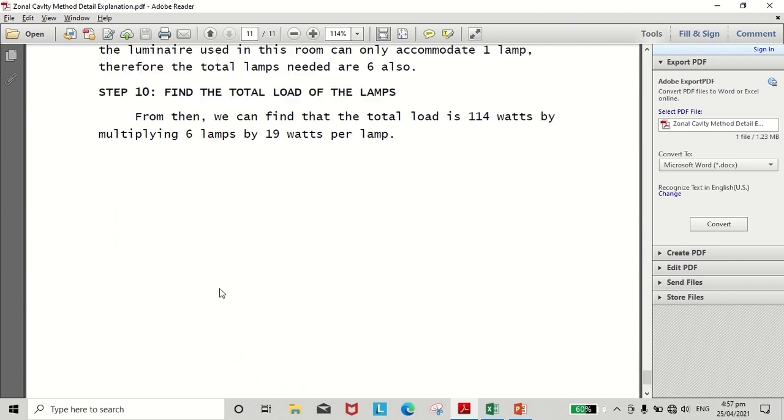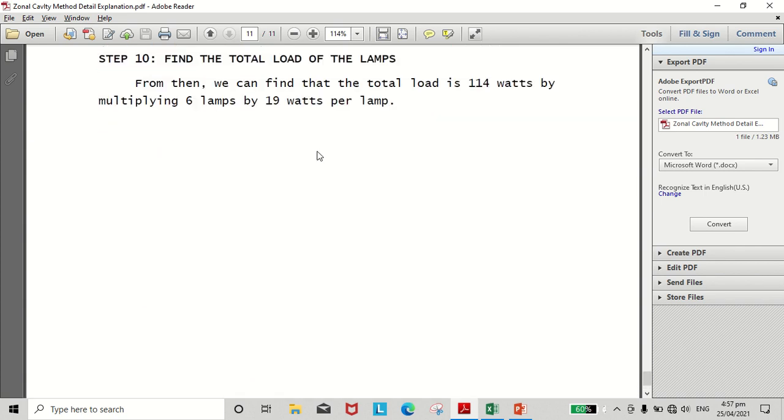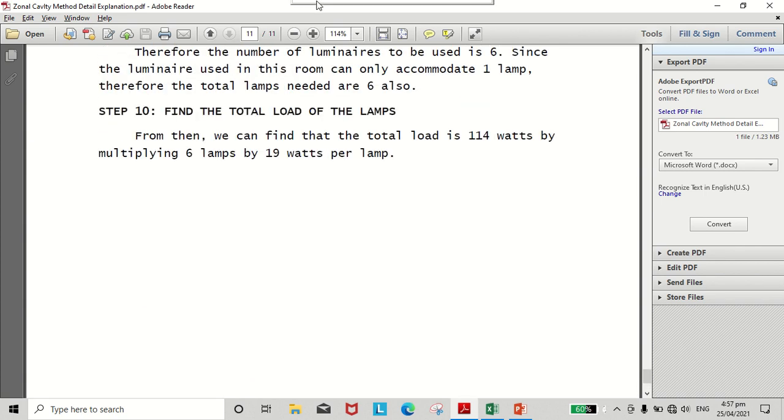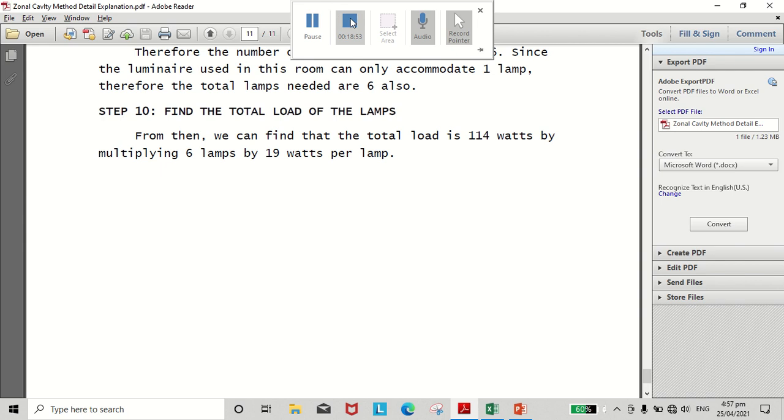Then step 10 is to find the total load of the lamp. So that's it. That is our method in order to find the required wattage of lighting in a certain room.